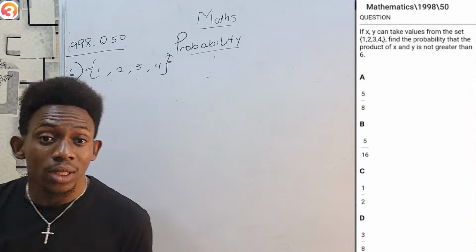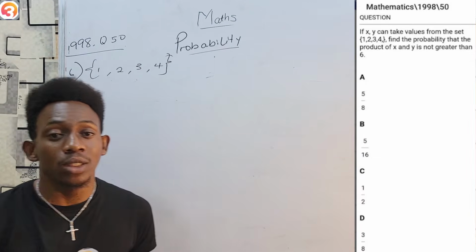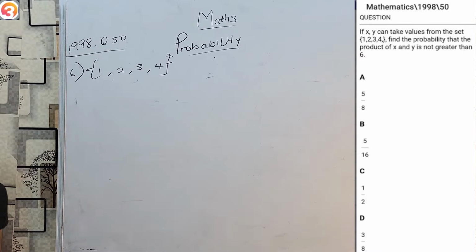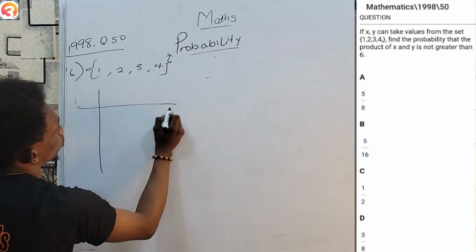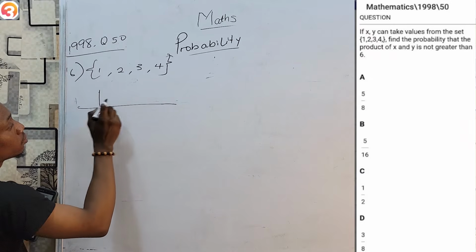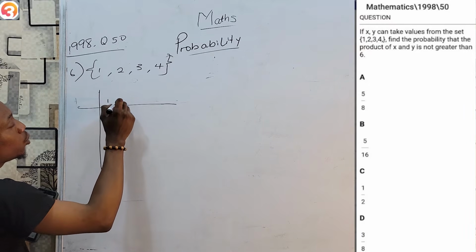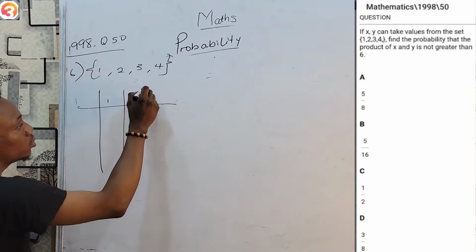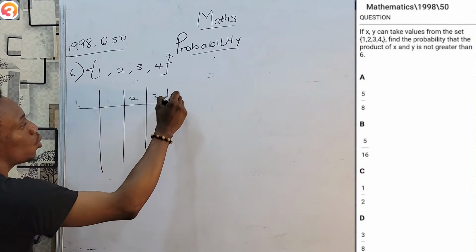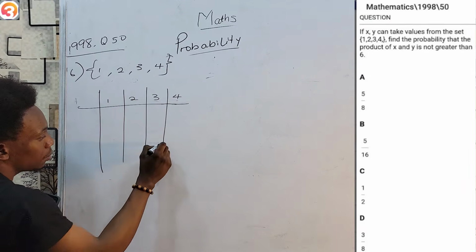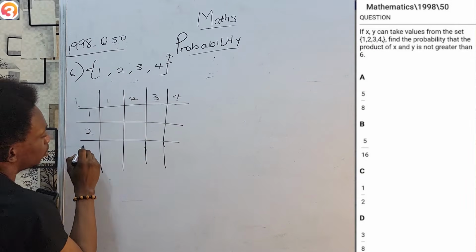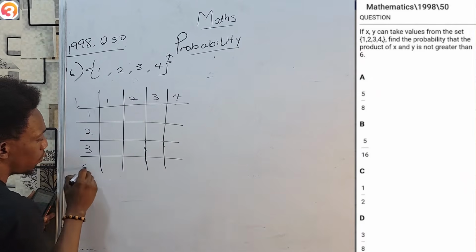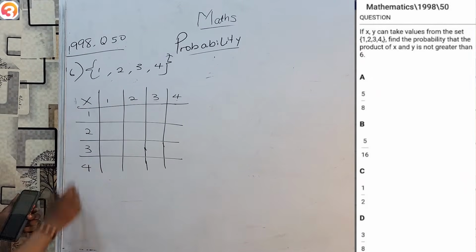Now please note, if you have a probability question, they're asking you to find probability of either products or sum or difference or quotient. The easiest way to do it is to draw out a table and actually get those products. That means I know for X can either be 1, 2, 3, or 4. And at the same time, Y can either be 1, 2, 3, or 4. I'm going to see what the products will be.